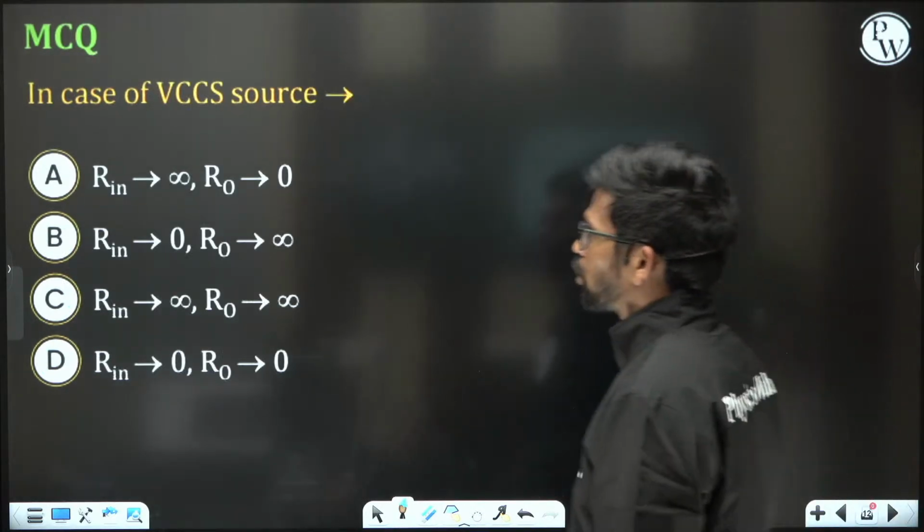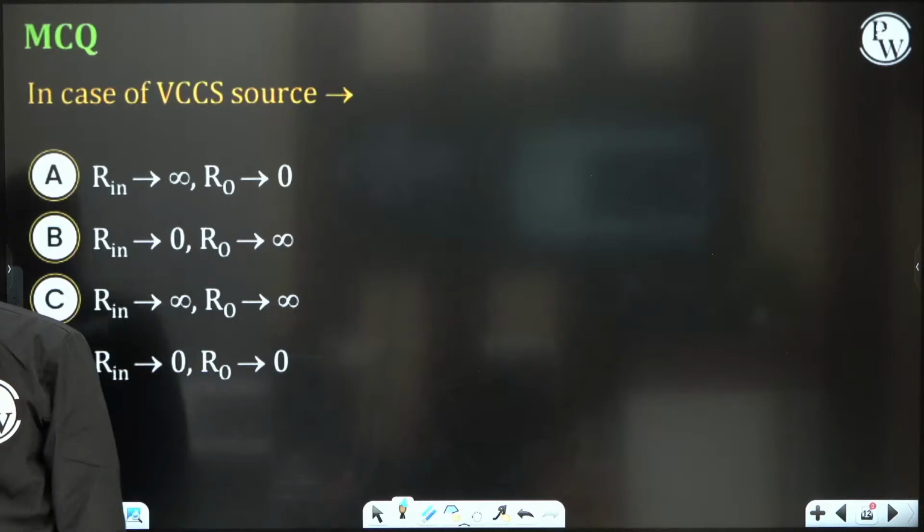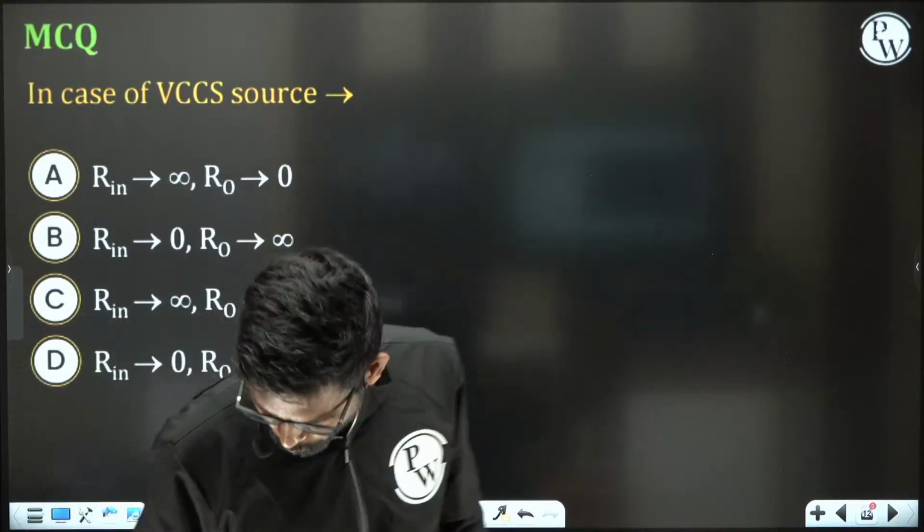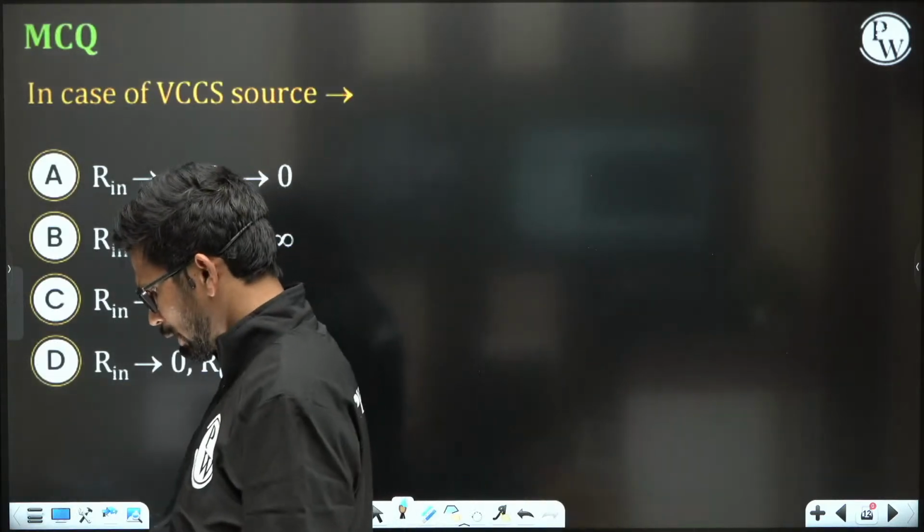So this is the last MCQ question, and I feel that one question will definitely be asked this time, a 1 mark question from controlled source input resistance and output resistance properties. Try to solve this question.